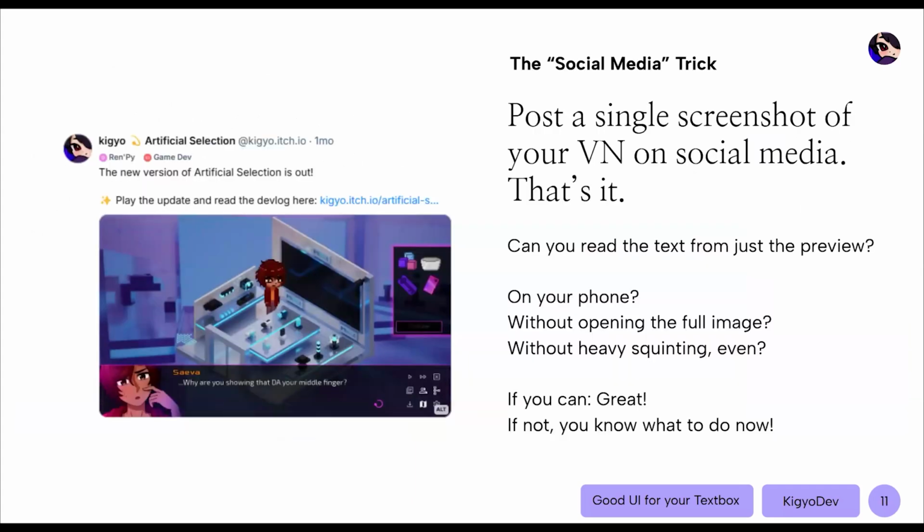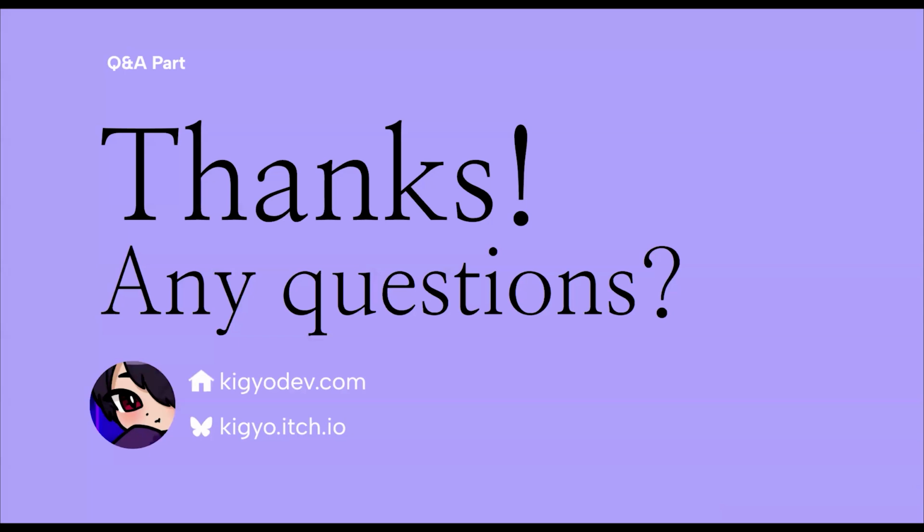It's really simple. Just upload a single screenshot of your game on social media. That's it. If you can read the text from just the preview on your phone without heavy squinting, then you're probably doing pretty good. Otherwise, I hope you know what to do now. And that's it. Thank you.